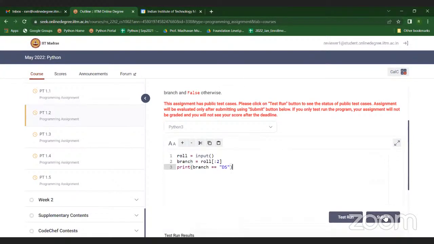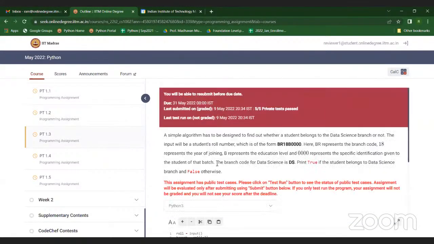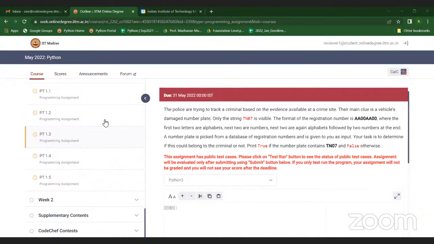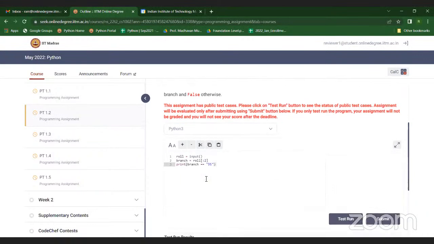You can submit it and test for the private test cases. Okay. I did it in a 5-line code, a bigger code than this. Sir, can I show the code once? I have a doubt on this, sir. PT 1.2. Okay, what's the doubt?